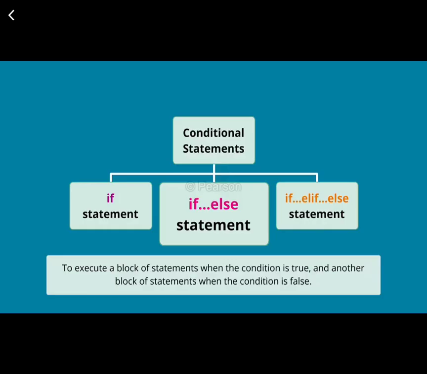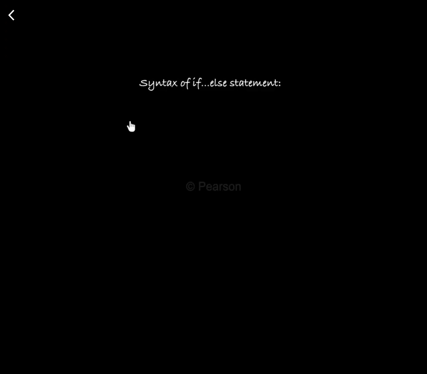another block of statements when the condition is false. The syntax of if-else statement is: if condition, statements, else, statements. If the condition is true, the block of statements under the if statement is executed. If the condition is false, then the block of statements under the else statement is executed.